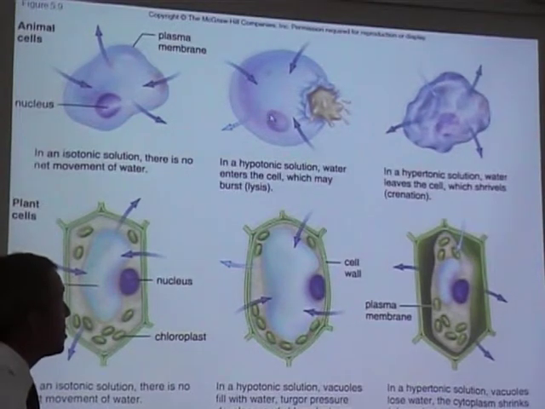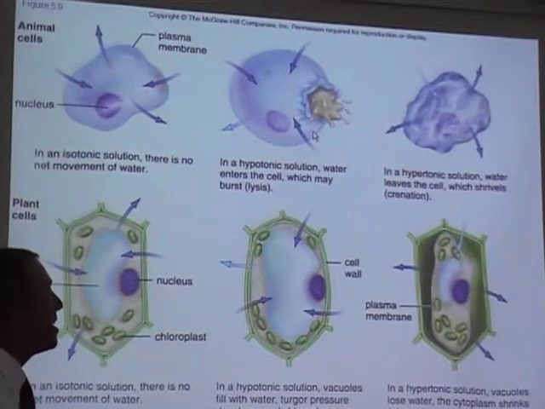Water rushes into the cell, and the cell is going to swell up with water. And look, this one here explodes.